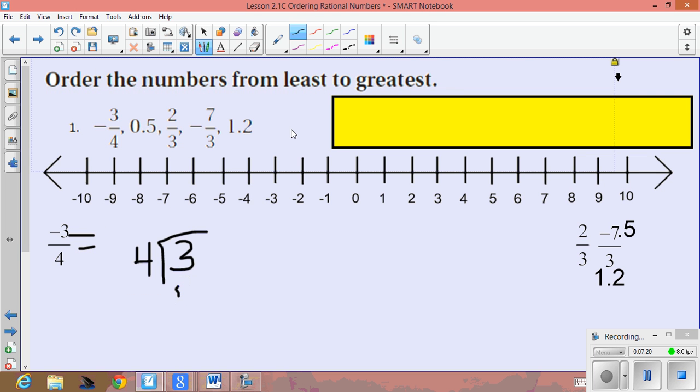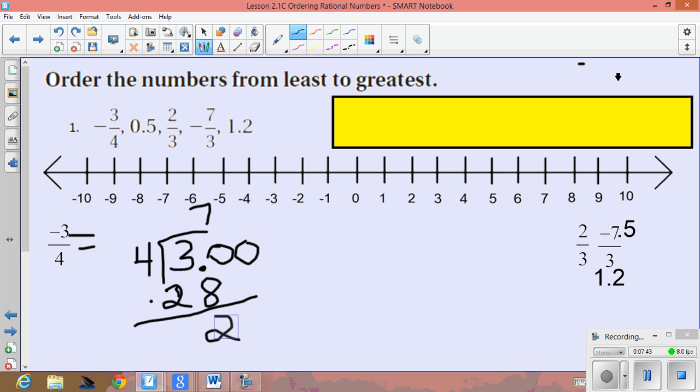So how many times can 4 go into 3? No times. So let's add a decimal and a 0. 4 goes into 30 7 times. 7 times 4 is 28. 28 from 30 is 2.